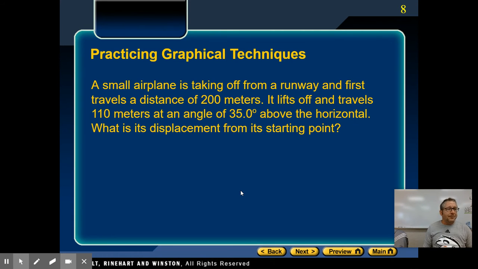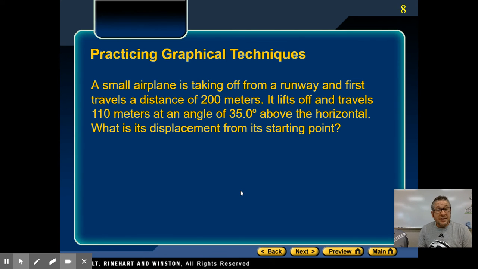So we have a small plane. It's taking off from a runway and first travels a distance of 200 meters. It lifts off and travels 110 meters at an angle of 35.0 degrees above the horizontal. What is its displacement from its starting point?